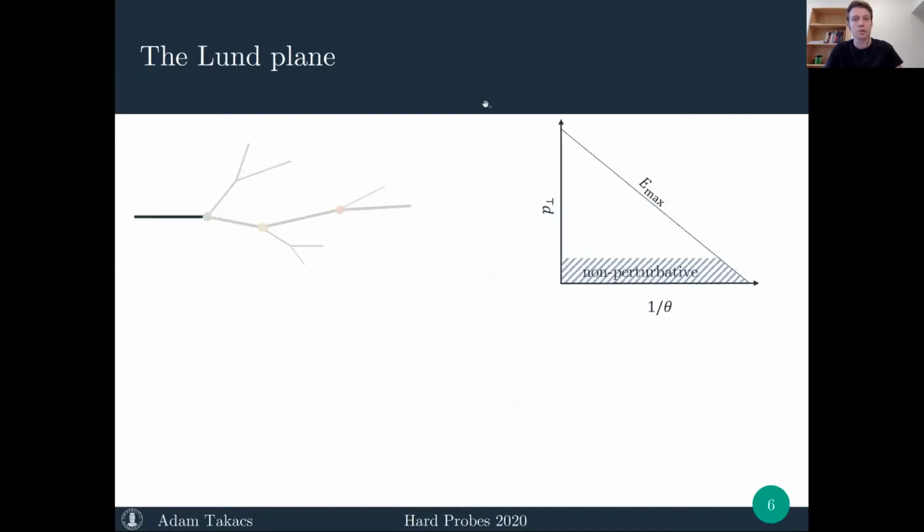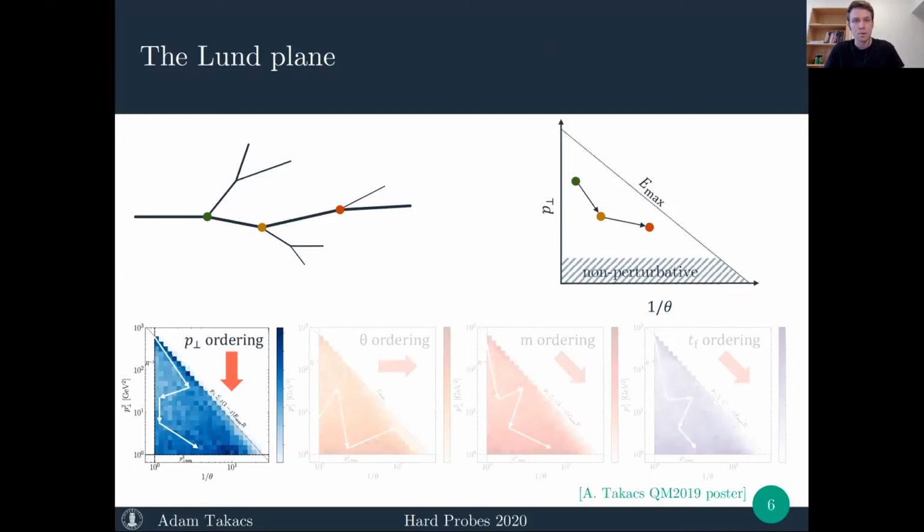To represent parton showers, the Lund plane is a very good choice. One has to follow the hardest branch in the jet and plot the kinematics of the individual splittings. For example, here there's a splitting, it has an angle or it has a pT, and that's what you can plot on the Lund plane as a point. If you follow the jet, then you plot these points. By repeating this for many jets, one would end up in a distribution of splittings on the Lund plane.